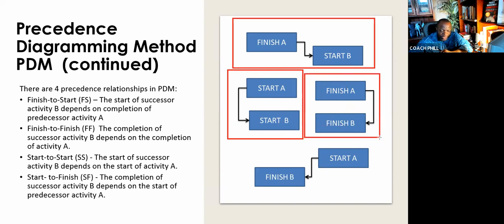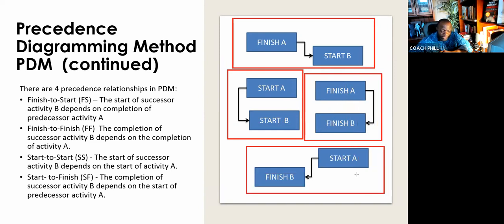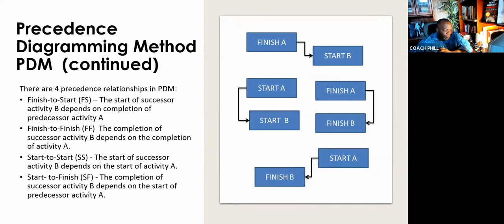We also have finish to finish. B's finish is contingent on A's finishing. If A doesn't finish, then B cannot finish. And then we have start to finish, which means B cannot finish except A has started. An example would be night guard B cannot finish until day guard A shows up. So the finish of B is governed by the start of A. And those are the relationship types we take and put into Microsoft Project.